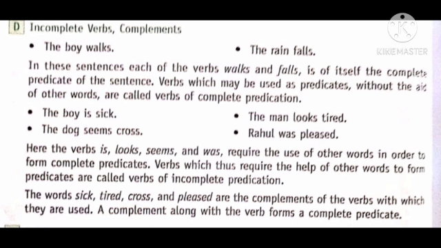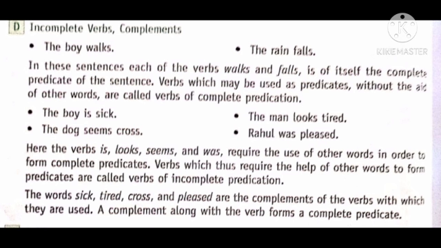Let's see next topic, incomplete verb complements. For example, the boy walks, the rain falls. In these sentences, each of the verbs walks and falls is of itself the complete predicate of the sentence. Verbs which may be used as predicate without the aid of other words are called verbs of complete predication.